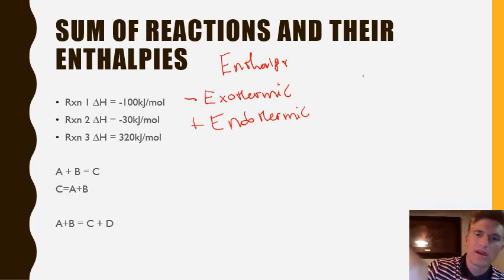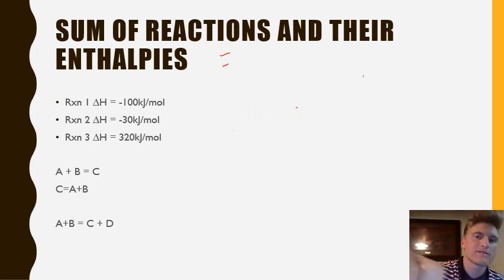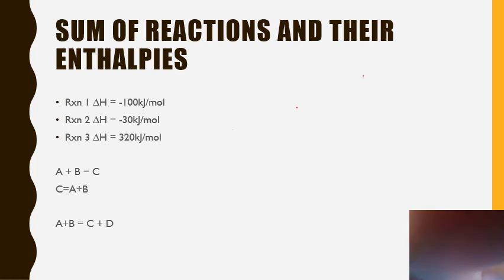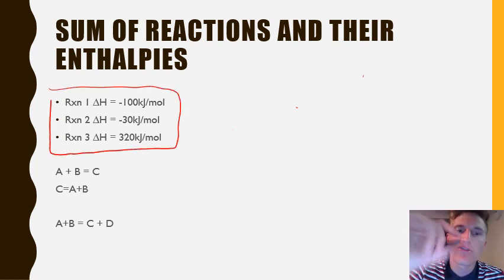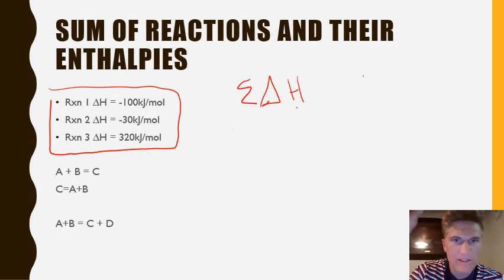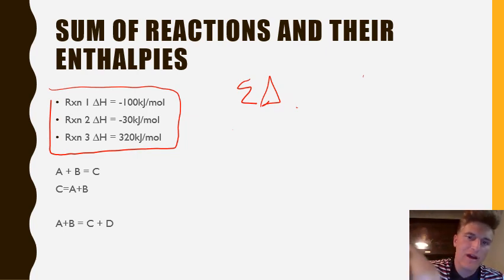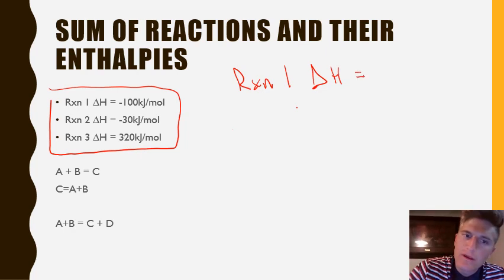If we're not looking at this bottom part here with the letters, but if we look at this top part here with these three reactions, we can actually calculate the total enthalpy change within this reaction. Why don't we do that here? So we have reaction 1, the delta H is negative 100 kilojoules.